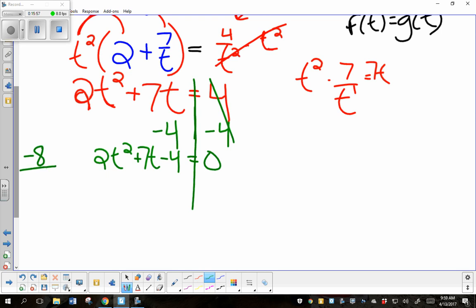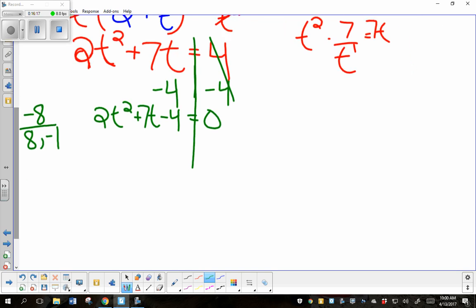So remember, we do a times c, and then what do we look for? Numbers that multiply to negative 8 and add to 7. I think it's going to work, isn't it? Because we can do 8 and negative 1. Yeah, good. Oh, this is nice. I think if you can do this, it's better than using the quadratic formula. So, do you remember what to do after we find those two numbers?